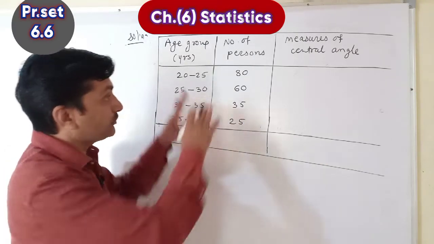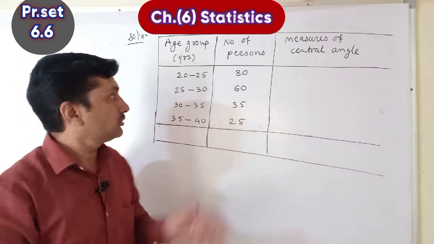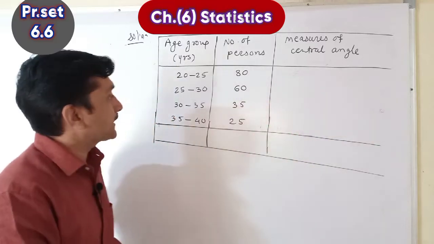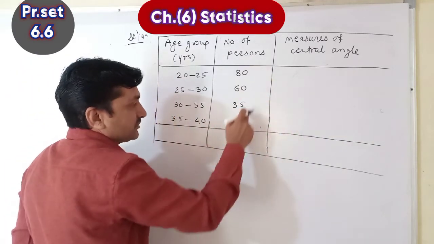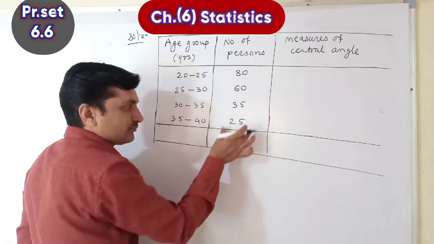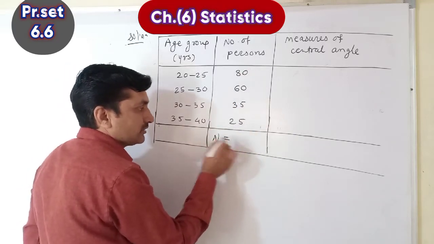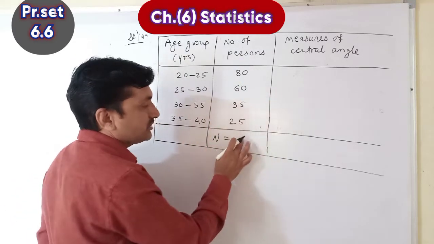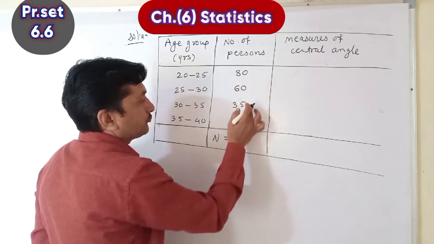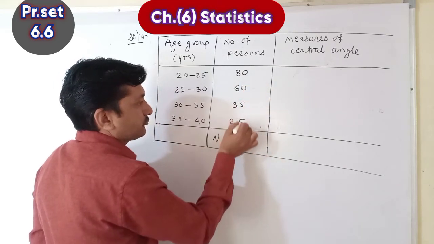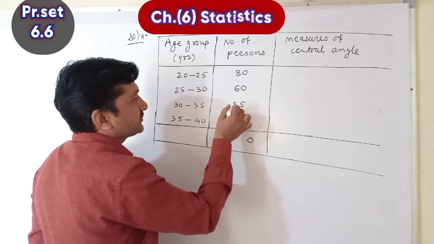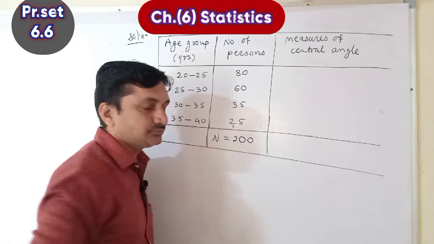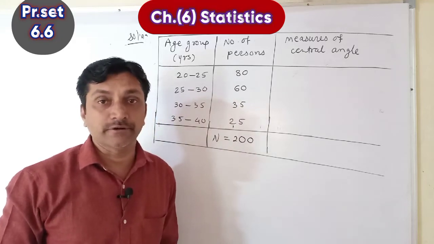Before drawing the pie diagram we have to prepare the table in this way. First two columns from the example, third only we added. Now these are frequencies. Here add all these frequencies. This is called N is equal to the addition of all frequencies. Add these numbers because we need this addition. 5 plus 5 is 10, 0 here, 1 carried over. 6 plus 6 12, 12 plus 8 20. N is equal to 200.